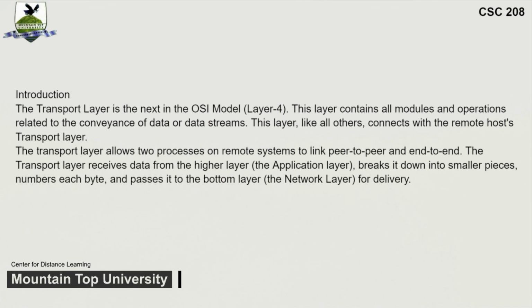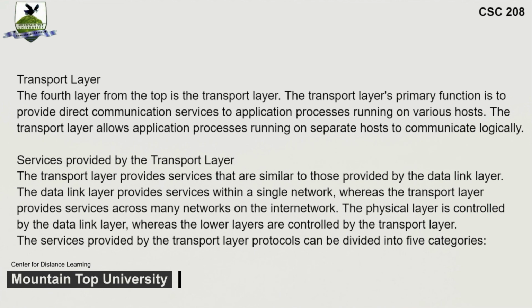The transport layer receives data from the higher layer, the application layer, breaks it down into smaller pieces, numbers each byte, and passes it to the bottom layer, the network layer, for delivery. Transport layer. The fourth layer from the top is the transport layer. The transport layer's primary function is to provide direct communication services to application processes running on various hosts. The transport layer allows application processes running on separate hosts to communicate logically.